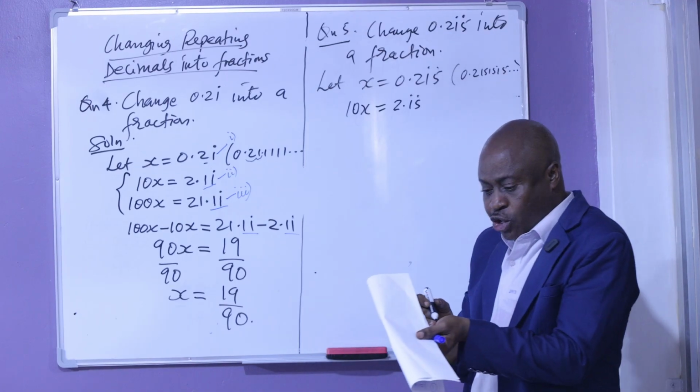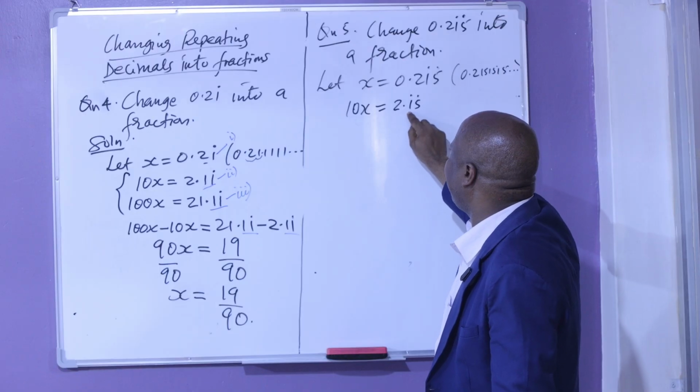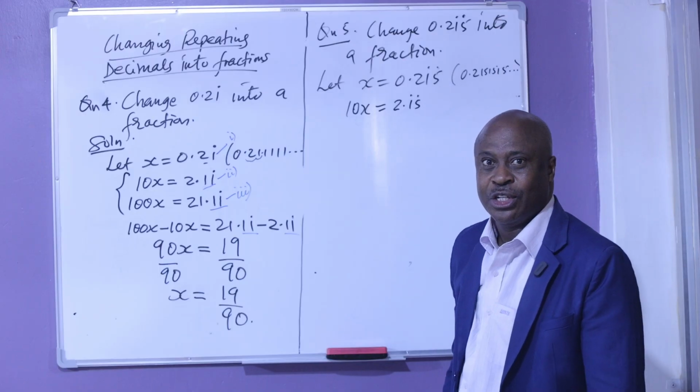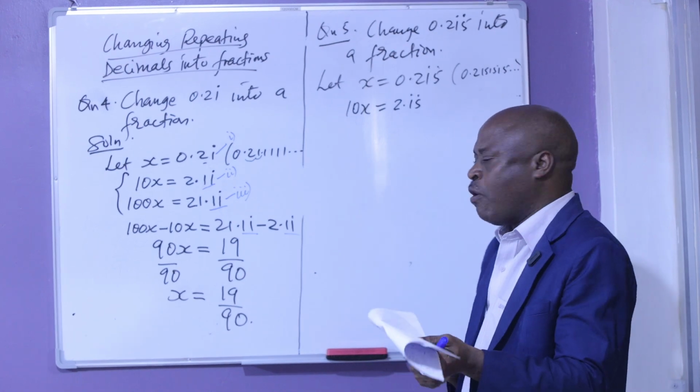And here you realize one thing, that when you look at the decimal places that are here, you're having 2, but here there are 3. So that is difficult to subtract. I'm moving forward from it.